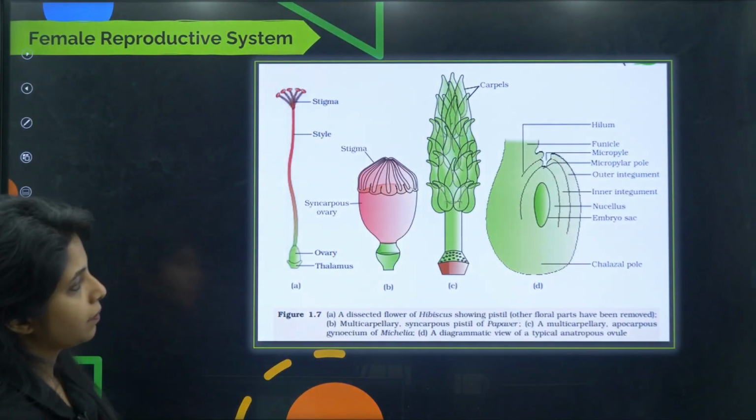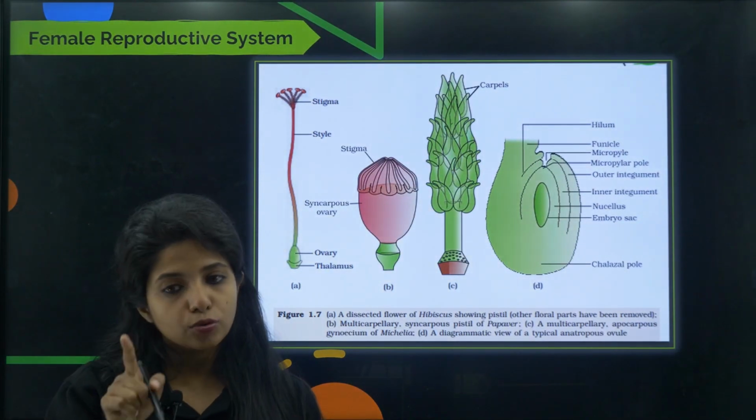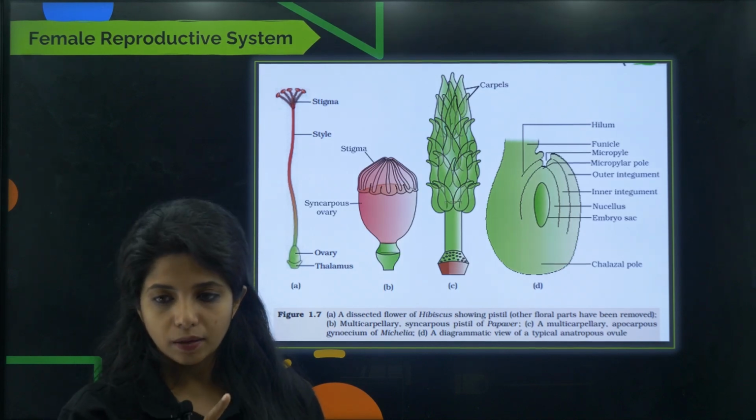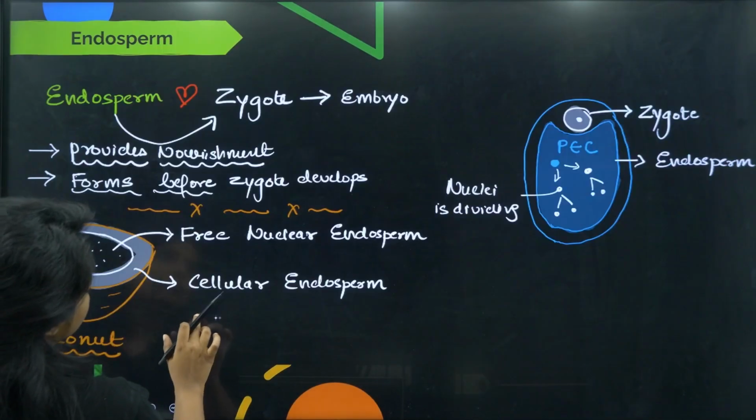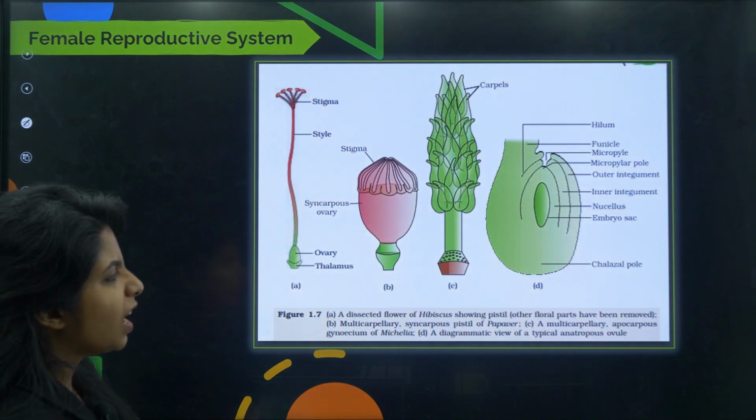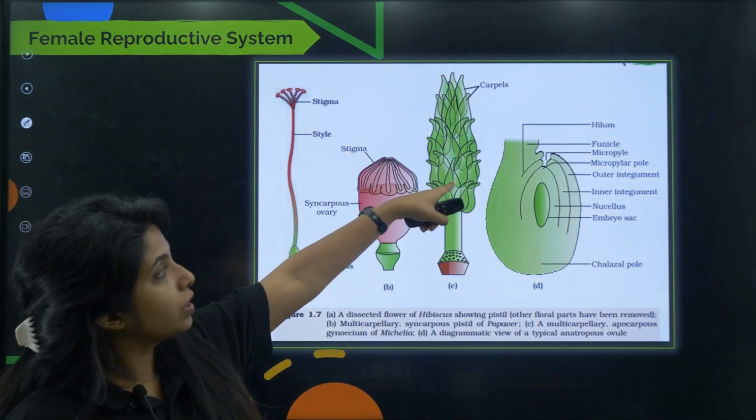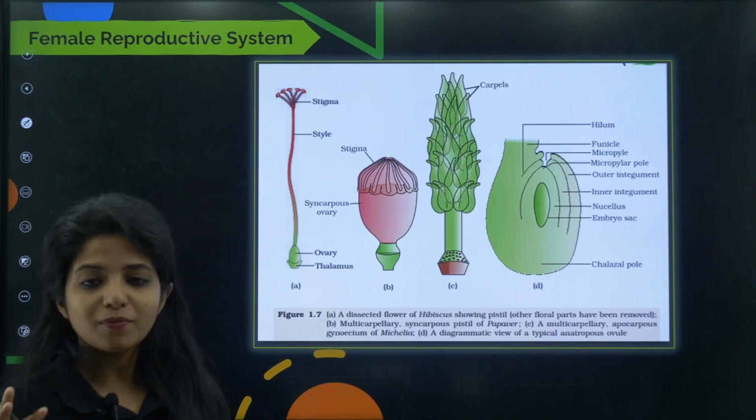Now, listen, pistil can be one, or pistils can be so many in number. When there are so many pistils, we call it the multicarpellary condition. Over here you see multiple carpels, over here also you see multiple carpels. Even if you are not able to identify them, I am telling you, they have multiple carpels.